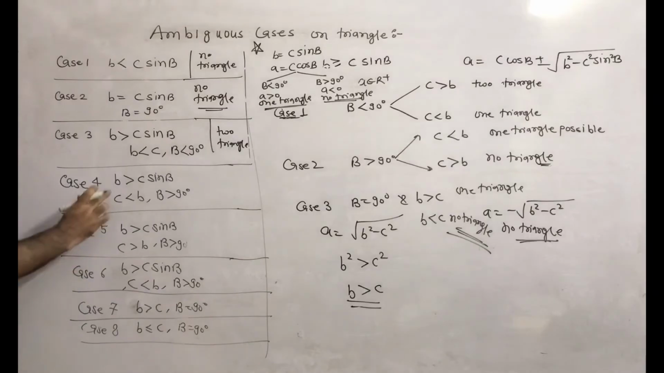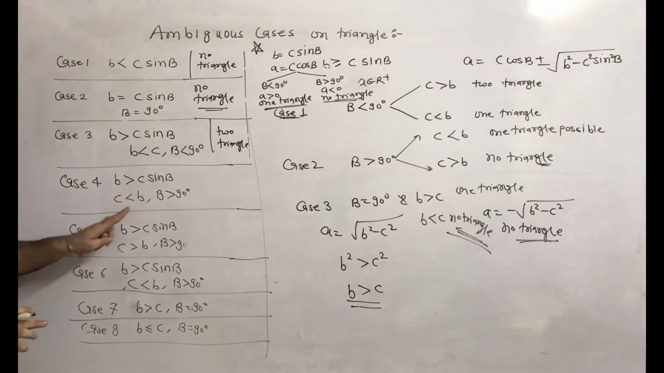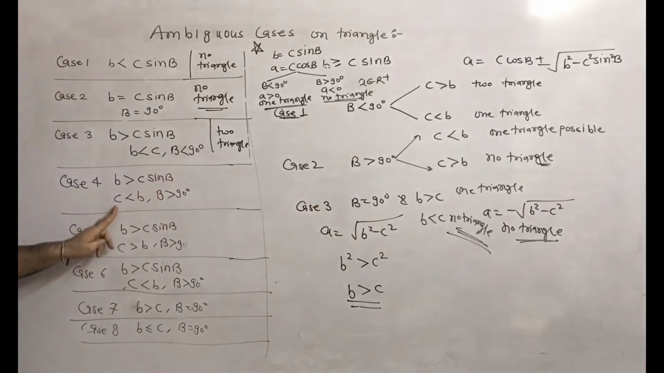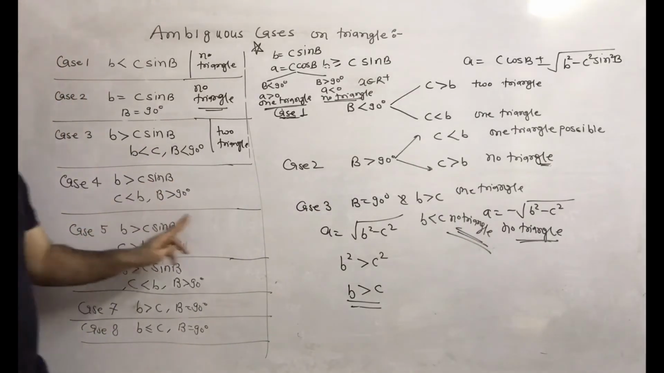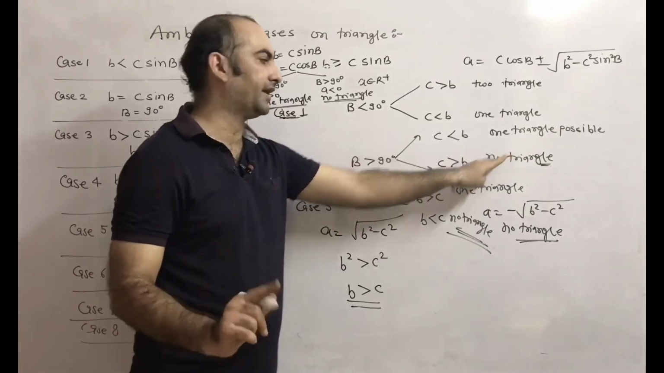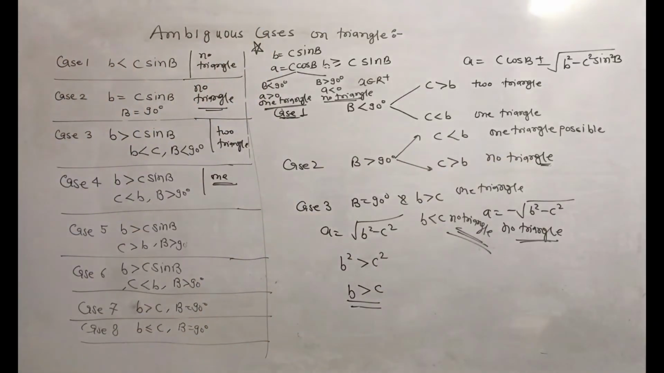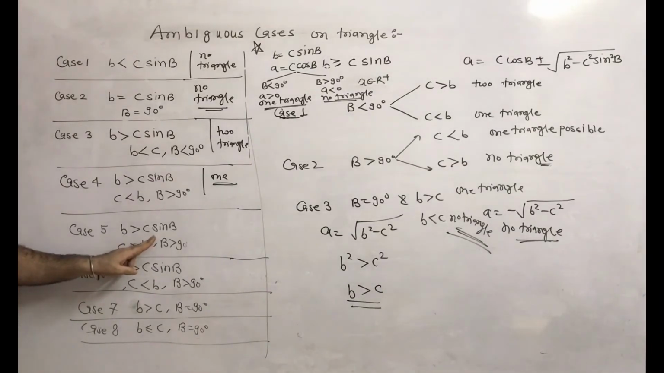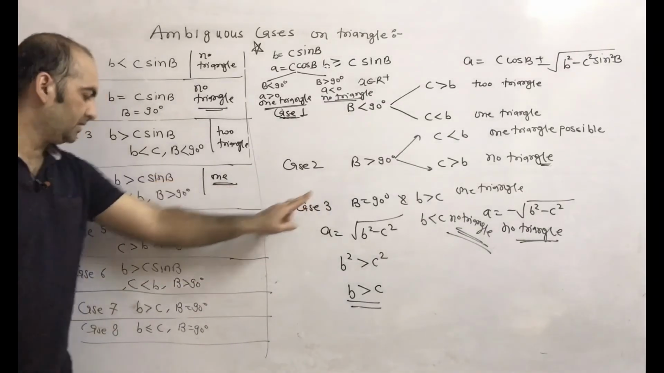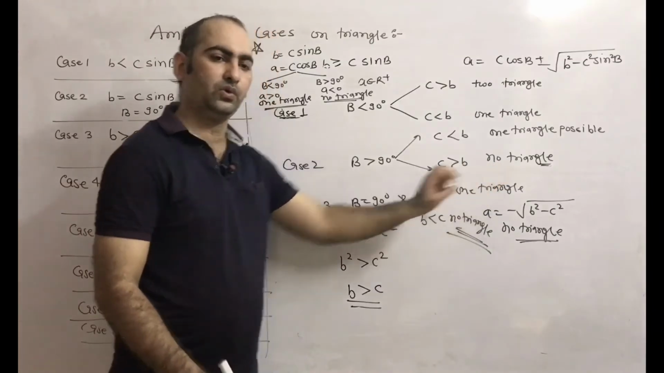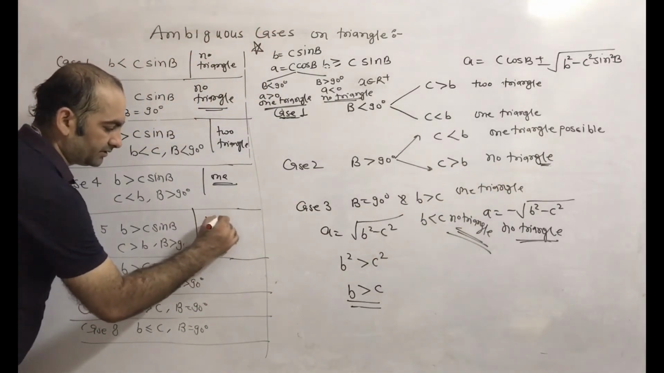Next is what? This one. b is greater than c sin B and B is greater than 90. That means this case will come, and here c is less than b. So how many triangles? 1 triangle. Next case, b is greater than c sin B and B is greater than 90. That means this case only will come, and here c is greater than b. So how many triangles? No triangle.